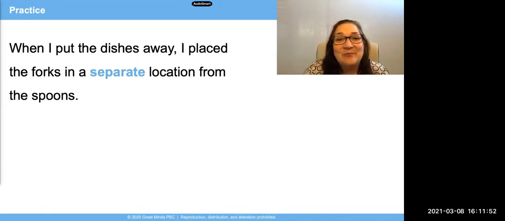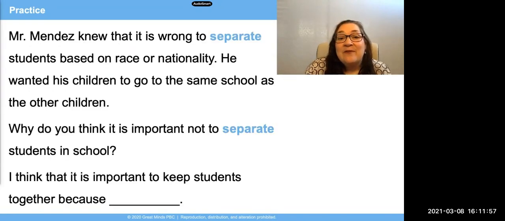Fantastic. Thank you for practicing reading this sentence. For this practice, I want you to practice the vocabulary with your learning partner. I'll ask a question. Please answer in a complete sentence. Mr. Mendez knew that it is wrong to separate students based on race or nationality. He wanted his children to go to the same school as the other children. Why do you think that it is important not to separate students in school?